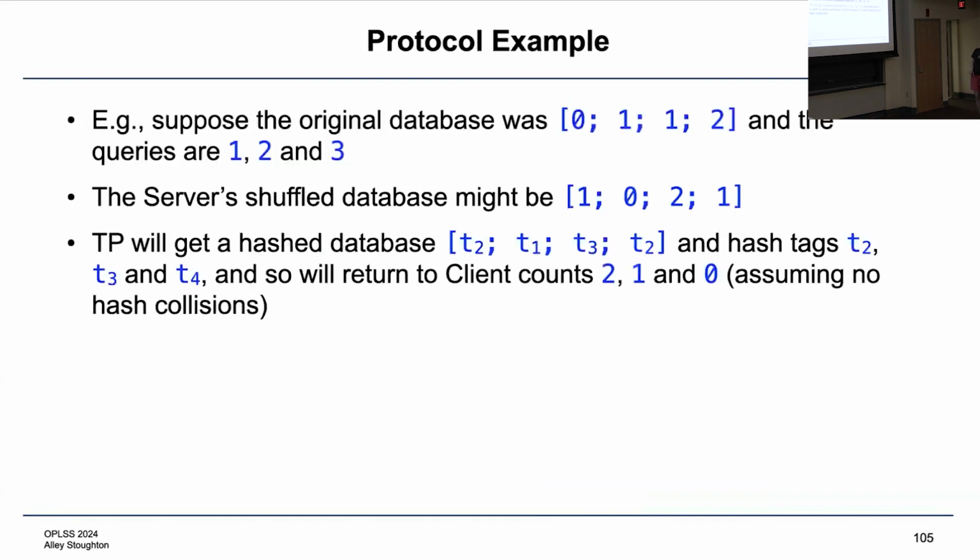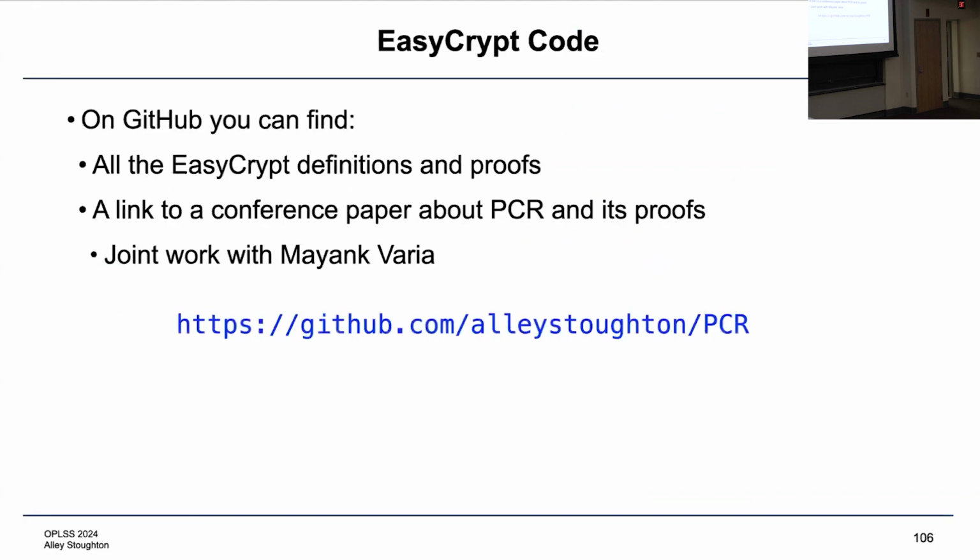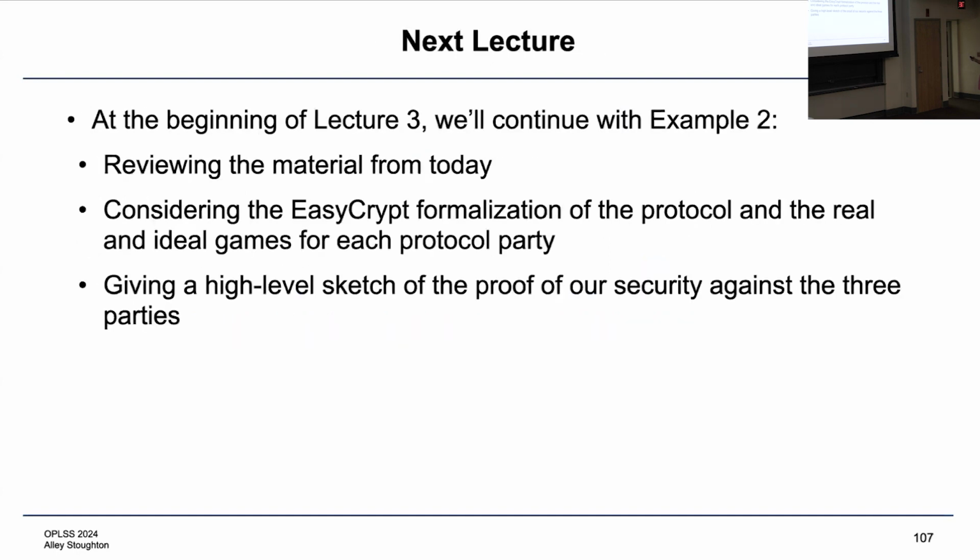So let's see. I think we're going to be able to take some questions. Again, the proofs are on GitHub. There's a paper about this that I wrote with one of my BU crypto colleagues, Mayank Varia. And next time we'll review the material from today, consider the EasyCrypt formalization of the protocol and the real and ideal games for each protocol party, and then give a high-level sketch of the proof.